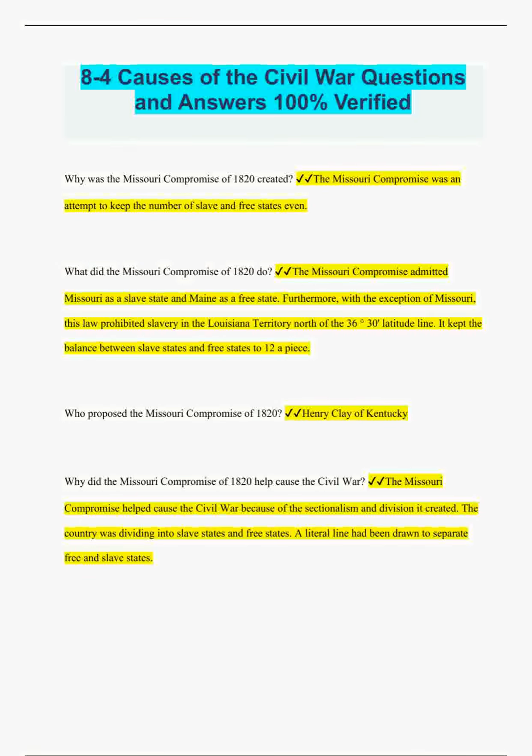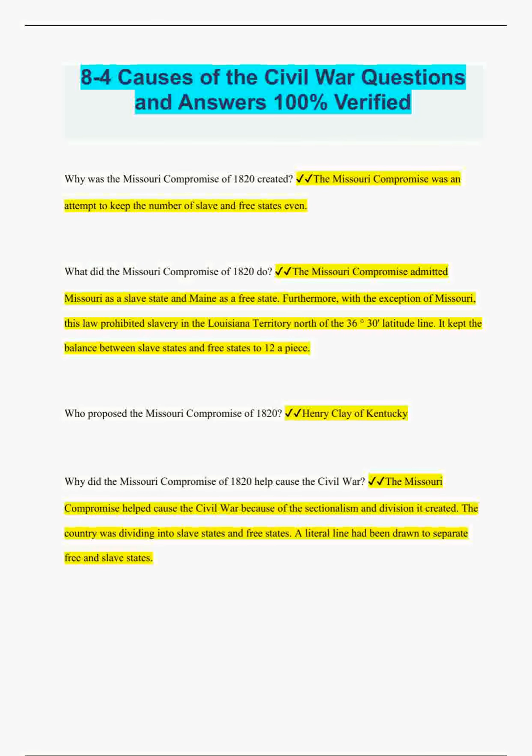Why was the Missouri Compromise of 1820 created? The Missouri Compromise was an attempt to keep the number of slave and free states even. What did the Missouri Compromise of 1820 do? The Missouri Compromise admitted Missouri as a slave state and Maine as a free state.